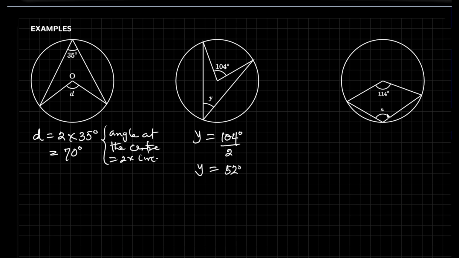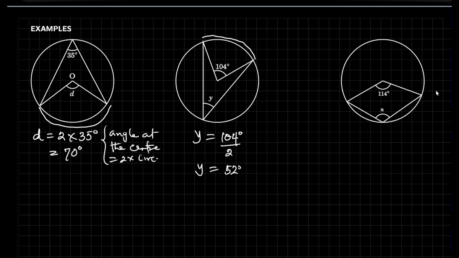But the angle subtended at the center here is for a different arc, and the angle subtended at the circumference is from another, which means that the 114 and the angle n are not from the same arc, unlike the first and the second case that we considered. In the first case, this is the arc they are talking about.